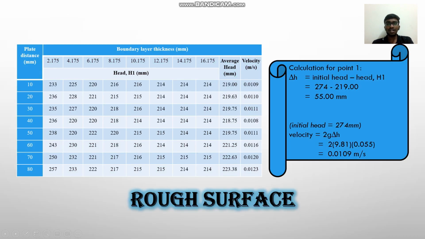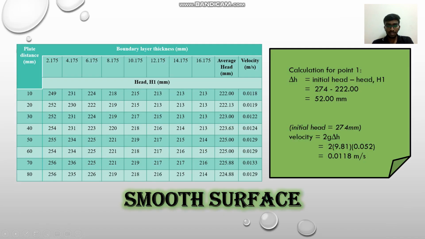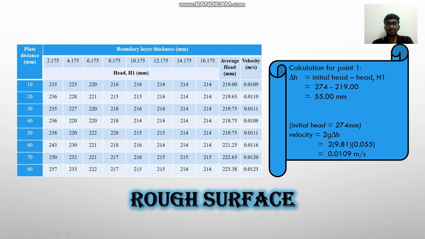Now let us look at the rough surface. Same procedure as we did for the smooth surface, but now for the rough surface. For this, we get a value which is a bit higher, that is 55 mm, and then as usual we substitute this 55 mm into the velocity formula to get a new velocity. Again we plot the data for the plate distance, height and also the boundary layer. We also find the average height and also the velocity.